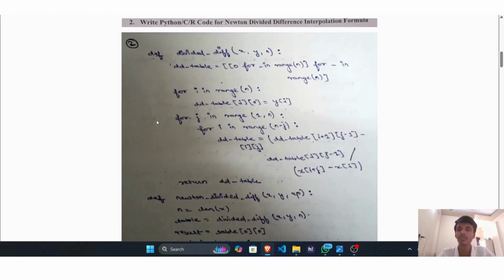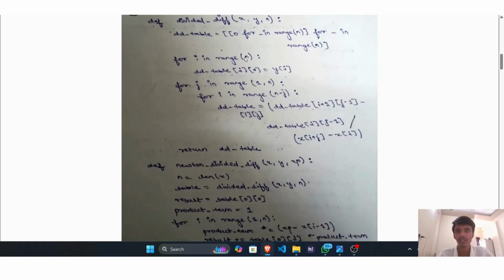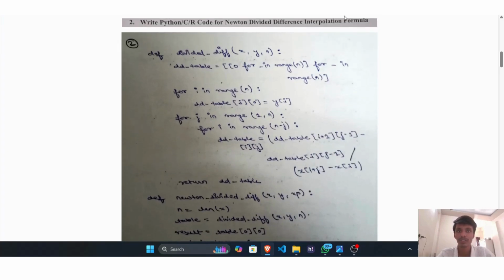In the second question, we have to write Python, C or R code for the Newton divided difference interpolation formula. The Python code for Newton's divided difference formula has two functions: def divided_difference for creating the divided difference table, and def newton_divided_difference for calculating the value. The divided_difference function takes three parameters x, y and n. It first creates the empty divided difference table, [0 for _ in range(n)], an n cross n table with every value filled as 0.